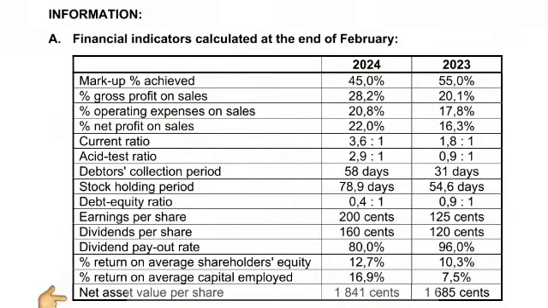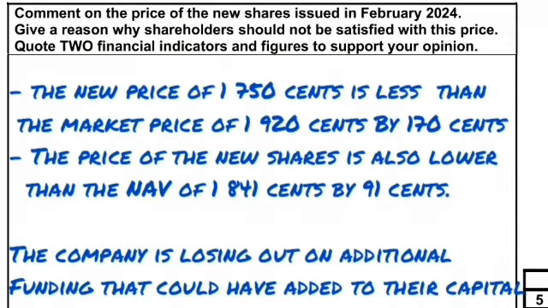And then you will also see that the net asset value per share, meaning the value of each share. What is the value of each share now when they stand on their own? It's 1,847. Still, that price of 1,750 is still lower than that amount. So to comment, the first bullet, the new price of 1,750 cents is less than the market price of 1,920 cents by 170. So you would have put that in your calculator to get that.